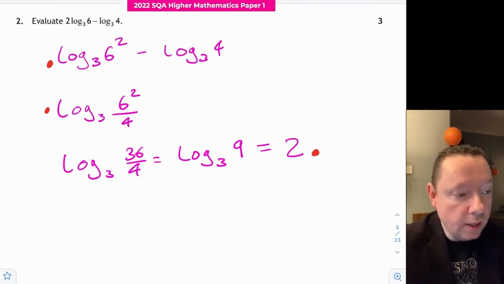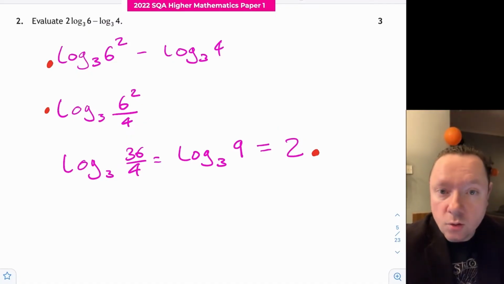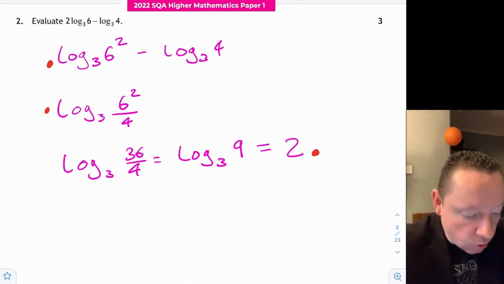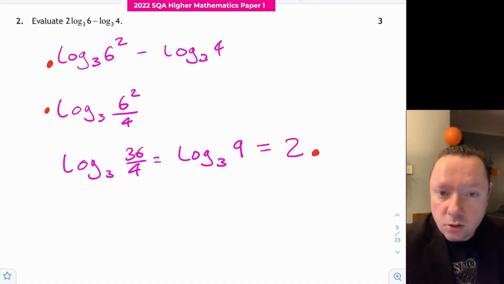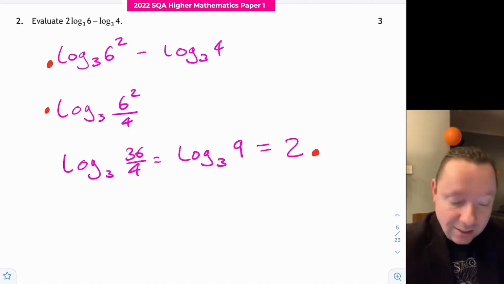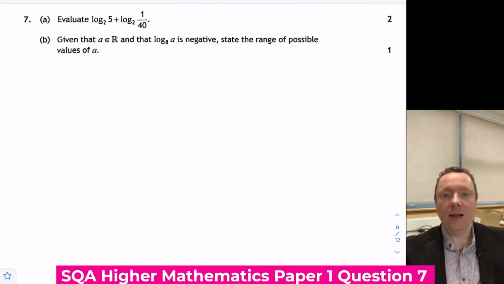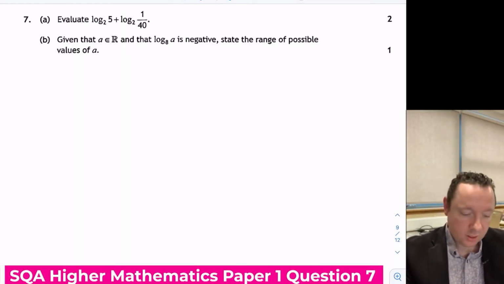Just a little note on this. If you did the correct answer but did no working on this question, you would get no marks. You have to show your steps to show that you understood it, otherwise the SQA just thinks you were guessing on this question. SQA Higher Maths 2023, paper 1, question 7.